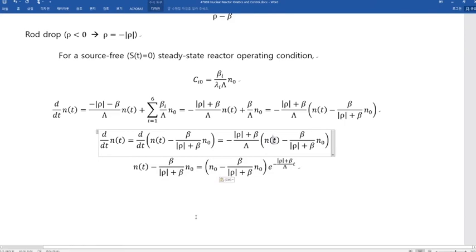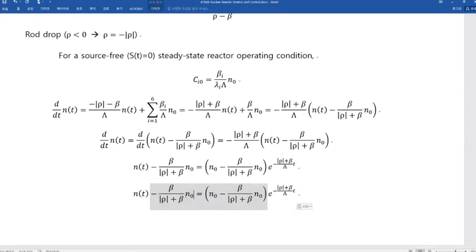So n0 when t equals 0, and t equals n0, 0, 0. So anyway, maybe we are going to check this later.